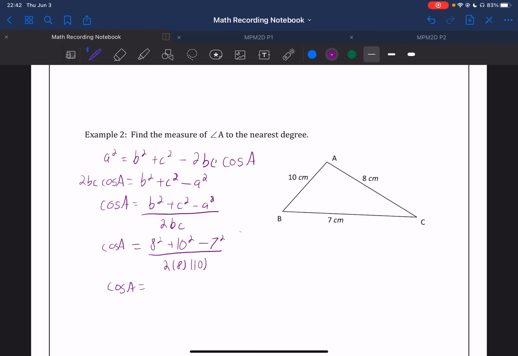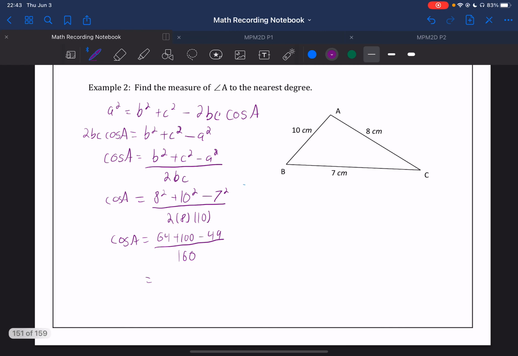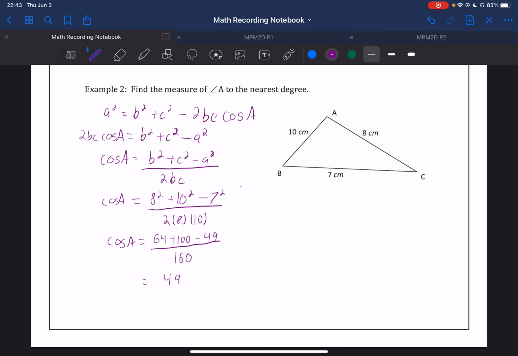So I'm going to put this in my calculator. We get 64 plus 100 minus 49 all over 2 times 8 times 10, which is 160. So this top part becomes 49 over 160 equals cos A. Now at this point, this will be somewhat familiar.